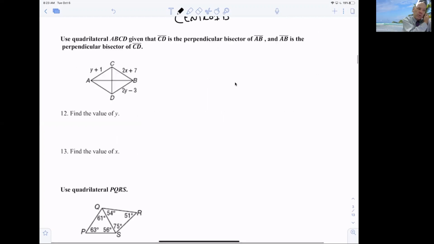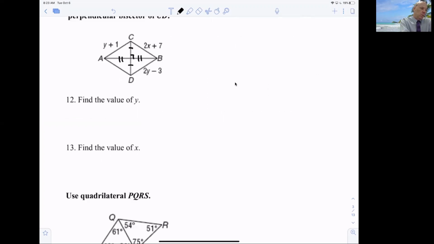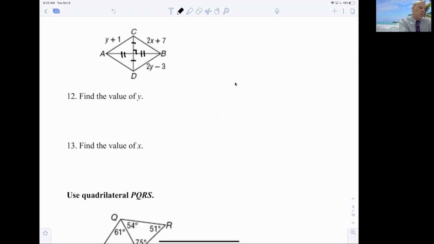All right, quadrilateral ABCD, given that CD is the perpendicular bisector of AB. So again, that means that's a 90-degree angle. That's equal. And AB is the perpendicular bisector. So again, what do we know about the value of Y? Well, how do we get that, guys?